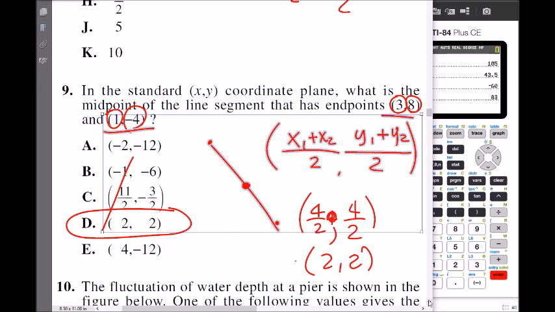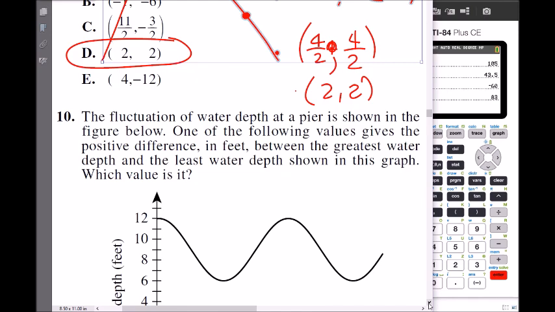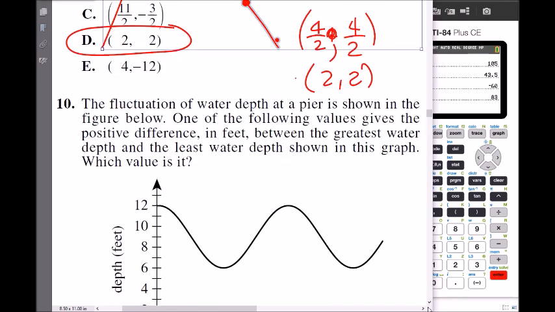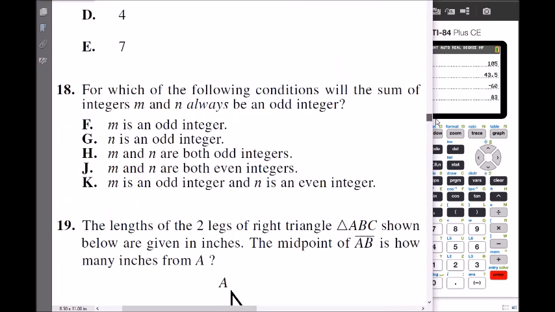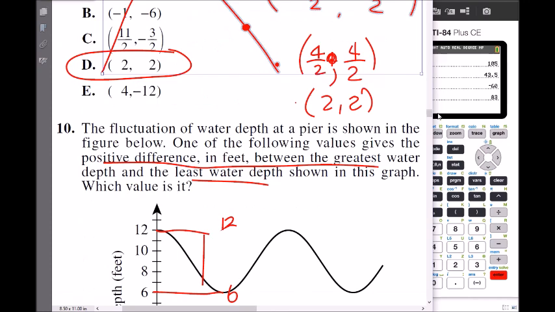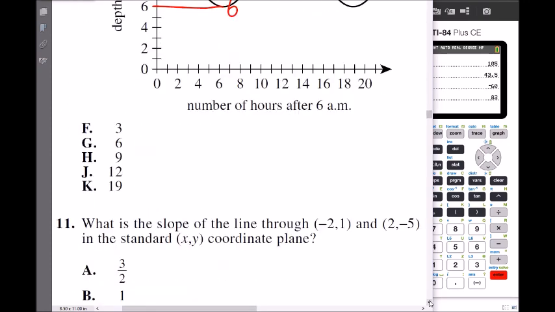10. The fluctuation of the water depth at the pier is shown below. Which of the following values gives the positive difference in feet between the greatest water depth, which is 12, and the least water depth, which is 6? 12 and 6. So what is the difference? The positive difference in feet between those two must be 6. It is 6.